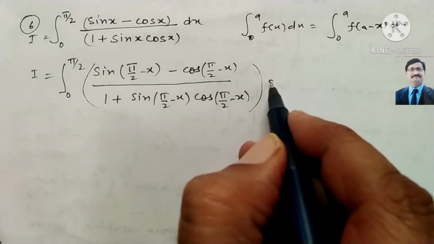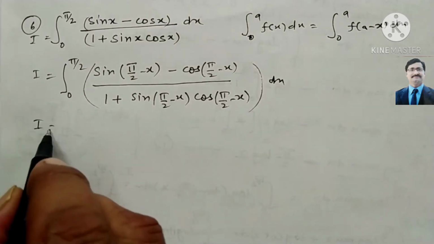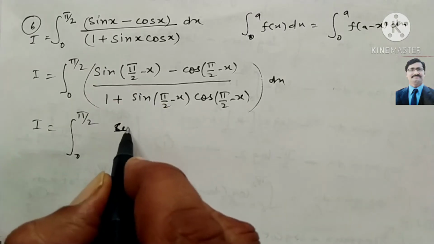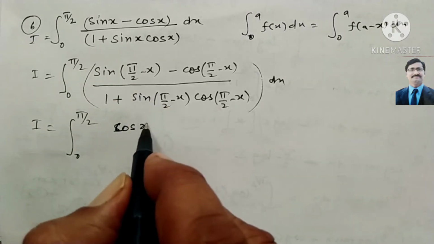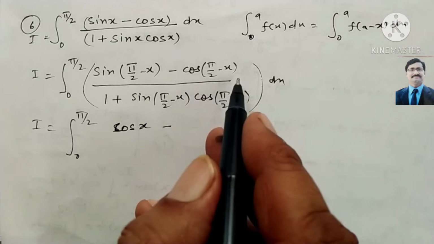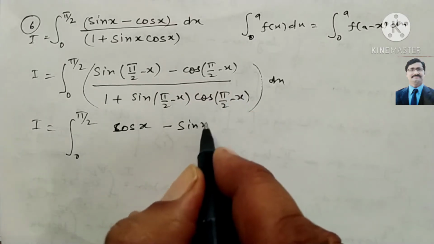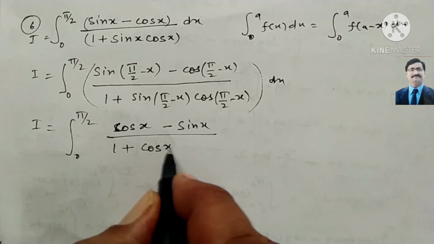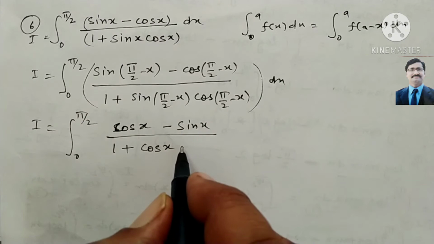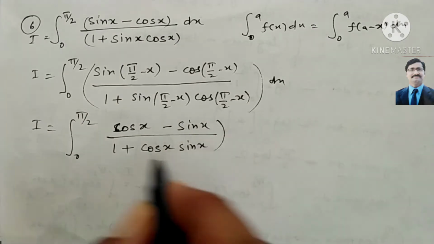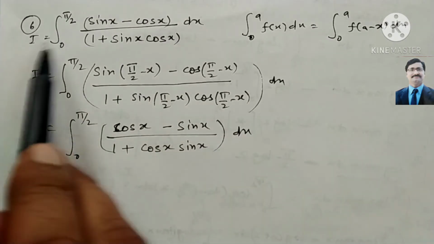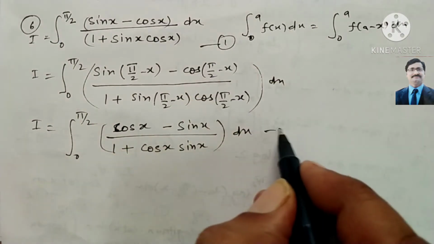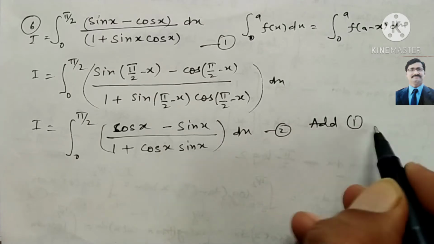So look here, we already know the value of sin(pi by 2 minus x): it is cos x, and cos(pi by 2 minus x) is sin x. Here also we get cos x minus sin x in the numerator, since sin(pi by 2 minus x) is cos x and cos(pi by 2 minus x) is sin x. Okay, so this is dx. Now you check equation 1 and 2. This is equation 1 and this is equation 2. We can add 1 and 2.